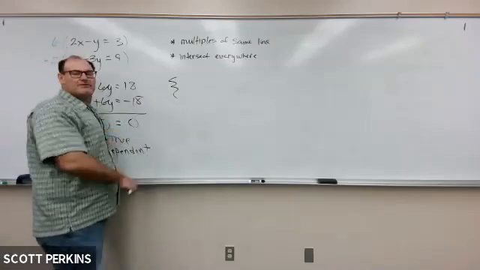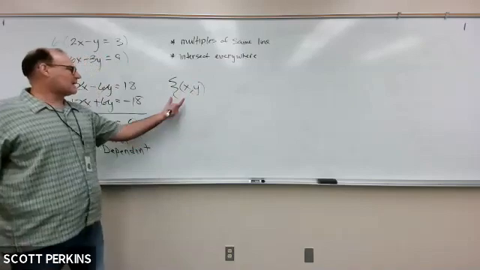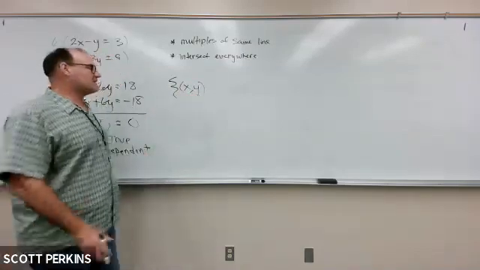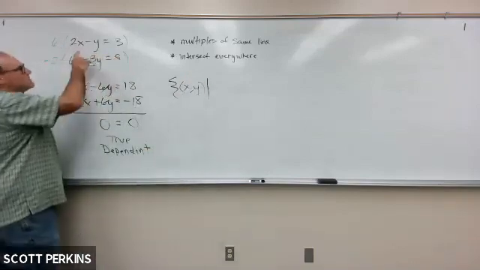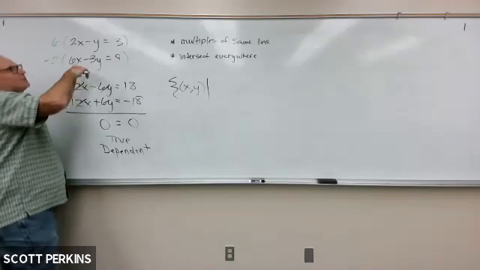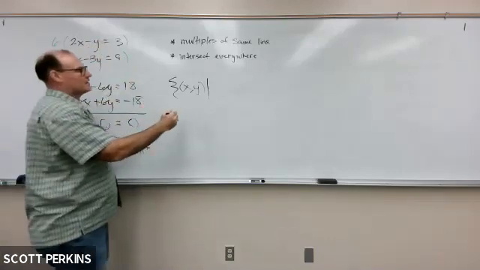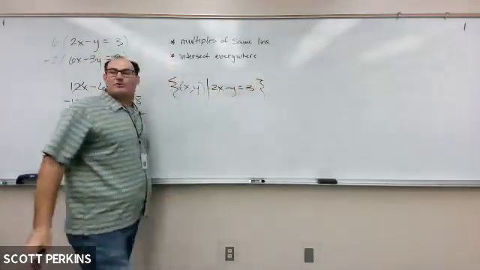You're going to write a squiggly for a set. You're going to write an ordered pair of x and y. This is going to say we are situating every x and y that satisfies this equation. And then we're just going to take the one that's reduced. So we're going to use the 2x minus y is 3. So this is kind of goofy notation.